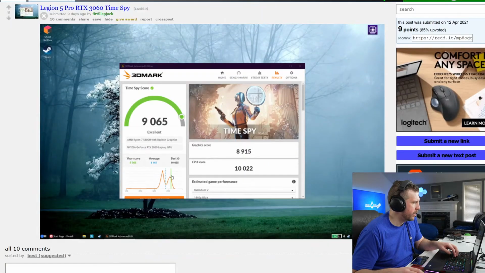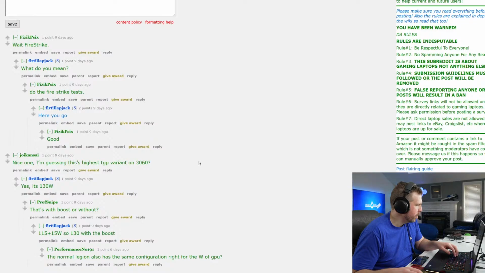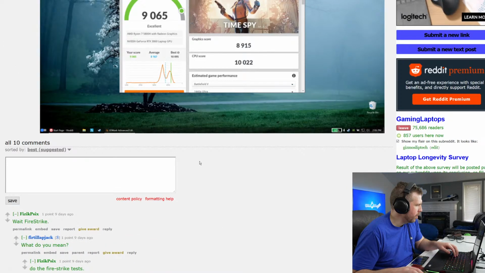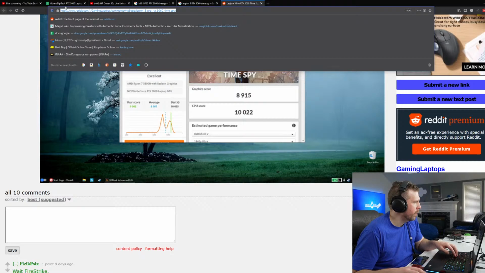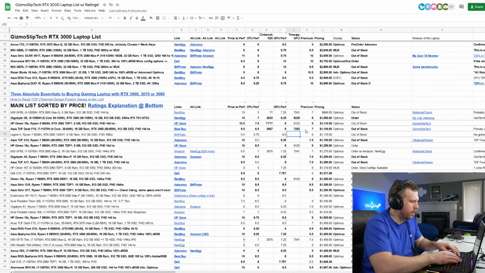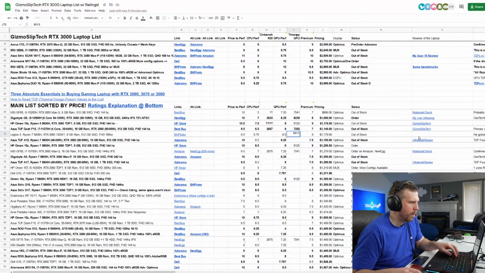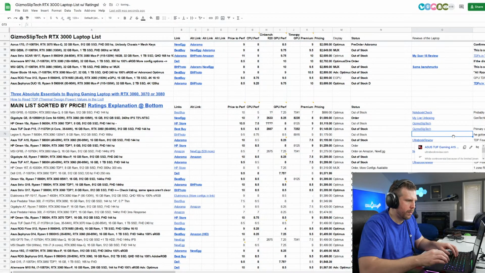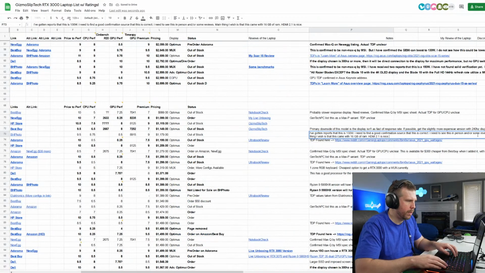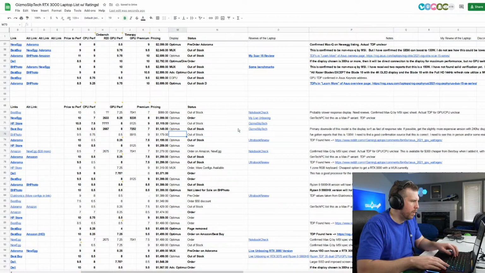All right, and is this overclocked? Okay. So this is 8915? Yeah. And then I'm going to put this here because it's not a full review. Time Spy score link. All right.